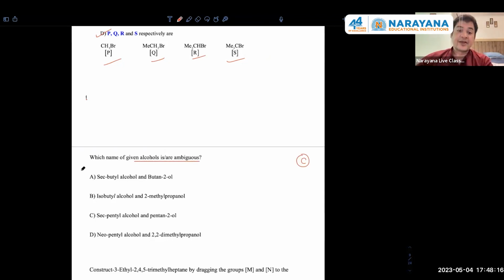Okay, so don't worry. Secondary butyl alcohol. What is secondary butyl alcohol? Butyl at a secondary carbon, with OH there, that is secondary butyl alcohol, as per the first name, right? Isobutyl alcohol is this one. Secondary pentyl alcohol, right? And neopentyl alcohol. Neopentyl alcohol is this one.